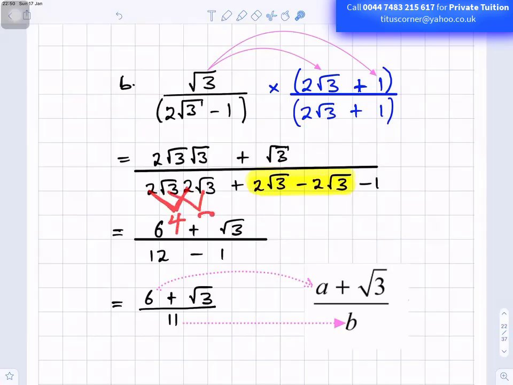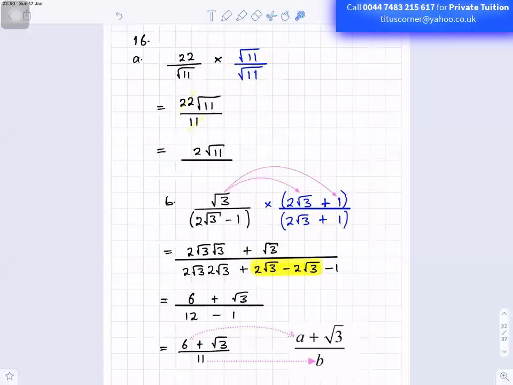Root 3 times root 3 is 3. So 3 times 4 gives you 12. So 12 minus 1 is 11. So it's 6 plus root 3 over 11. So the a is 6 and the b is 11. So that's your answer for question 16: 2 root 11 and 6 plus root 3 over 11.